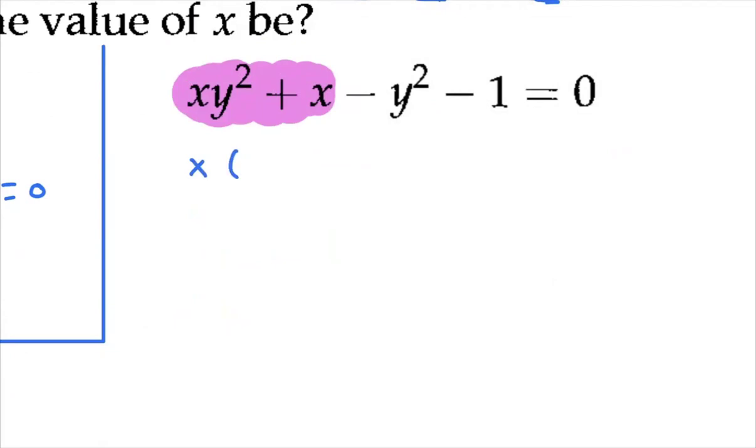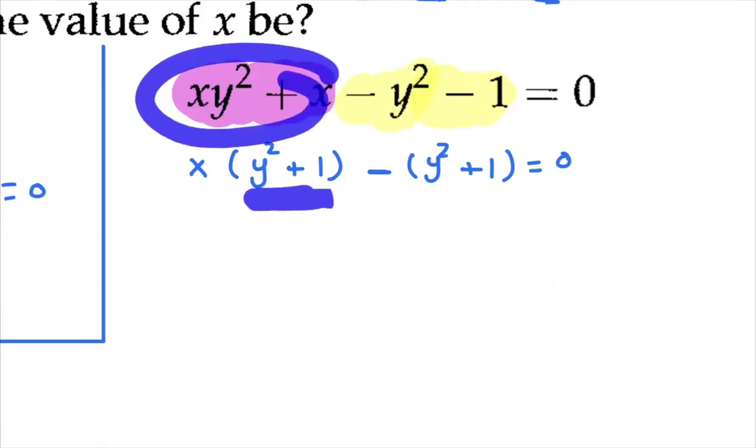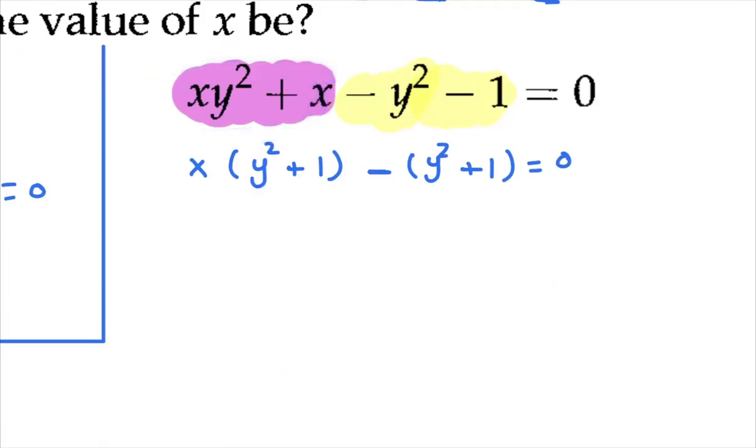So you will get y squared plus 1. And on the other two terms, which are negative y squared, negative 1, we can take the negative as a common factor. And I will tell you why. If you take negative as a common factor, this one is going to be y squared plus 1. Do you know why did I take the negative as a common factor here? Because in the first two terms, I got y squared plus 1 as a common factor. So I need to get another y squared plus 1 as a common factor.